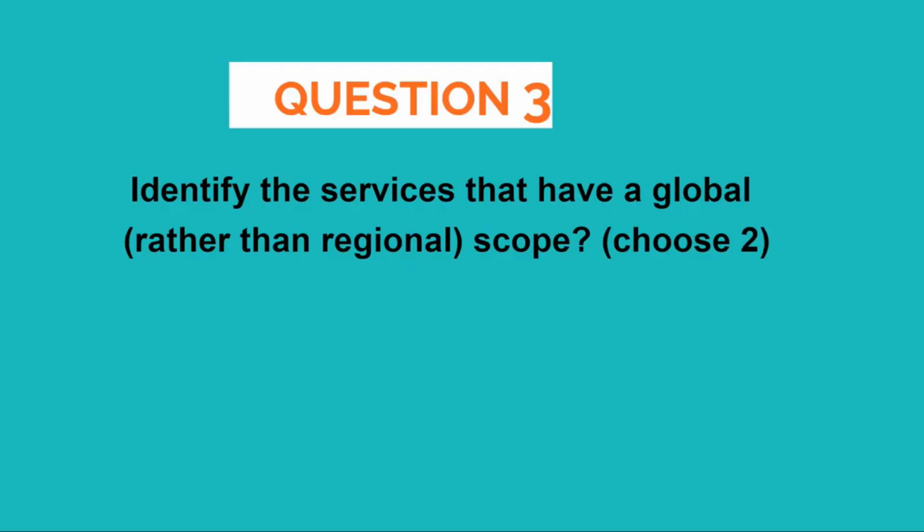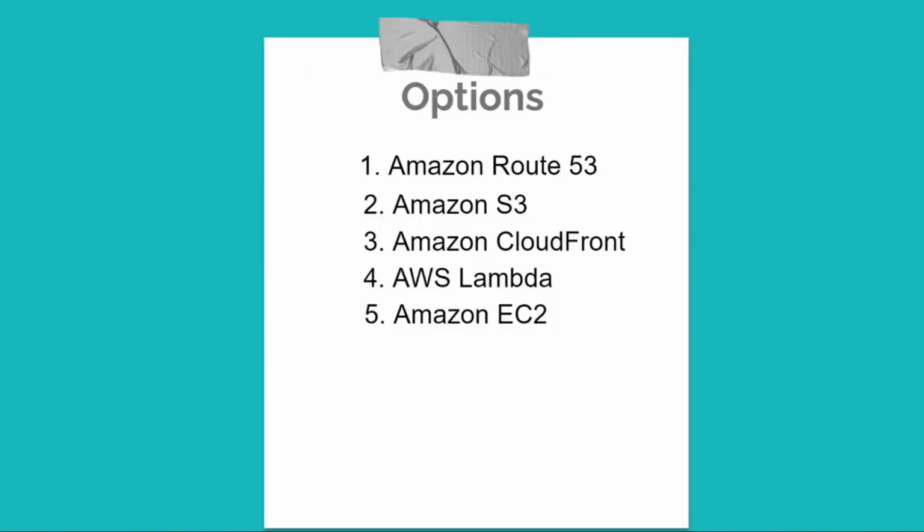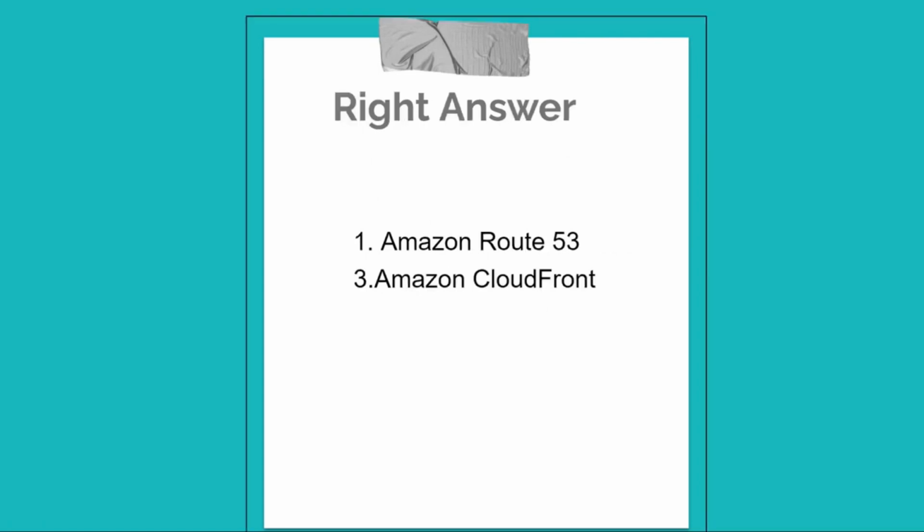Question 3. Identify the services that have a global, rather than regional, scope. Choose 2. Option 1. Amazon Route 53, 2. Amazon S3, 3. Amazon CloudFront, 4. AWS Lambda, 5. Amazon EC2. Right answer is 1. Amazon Route 53, and 3.